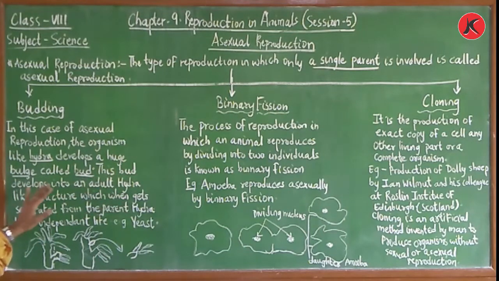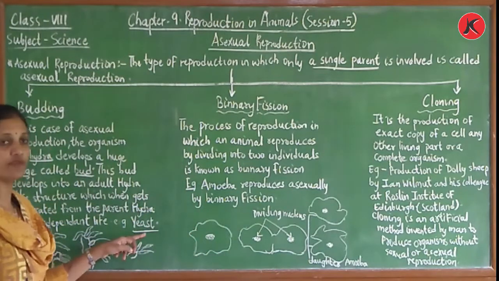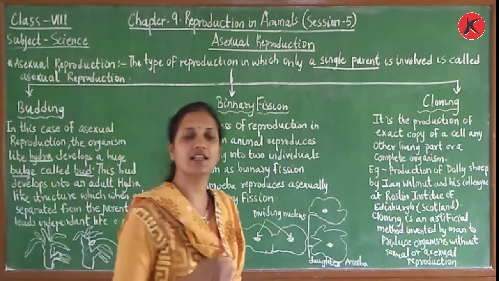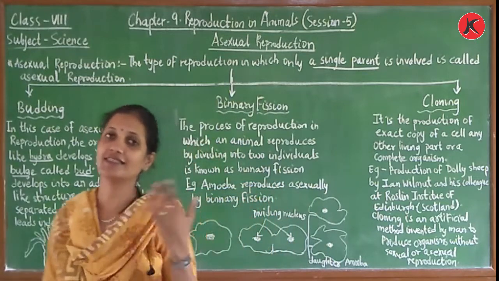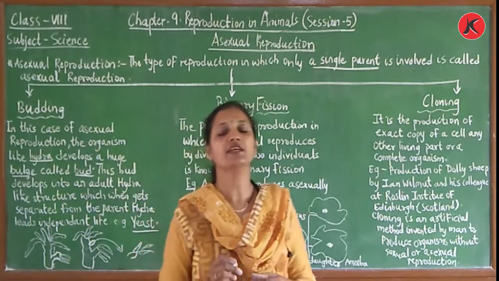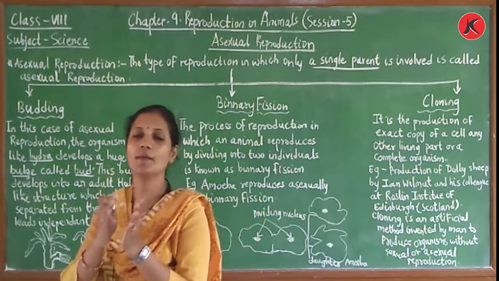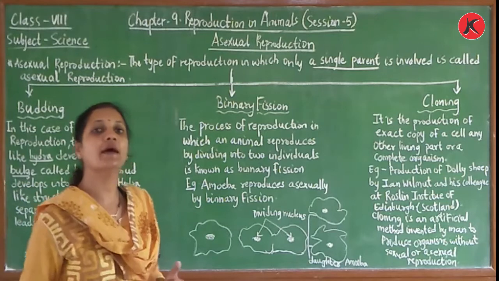So this bud develops into an adult hydra-like structure, which when separated from the parent hydra leads an independent life, right? For example, yeast. Here I have given you an example of yeast. Now yeast is also a single cell. When it is put in something, it starts multiplying very fast. That is called fermentation. Fermentation में जब हम yeast को use करते हैं तो वो जो yeast होता है वो हमारे डो को डबल साइज में एक्सपांड करता है. Why? Because it is getting multiplied.